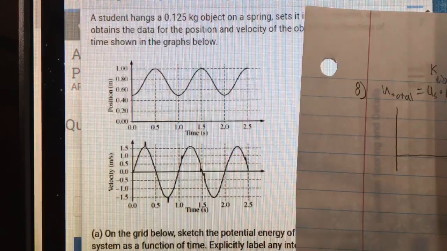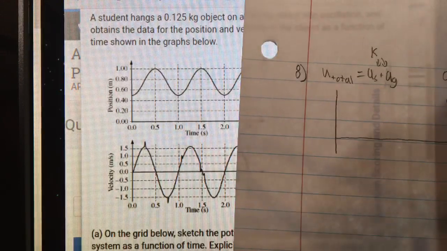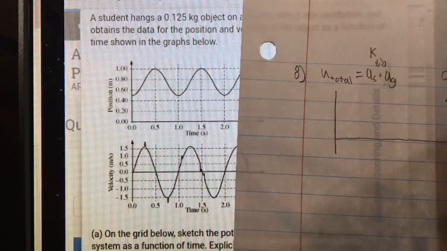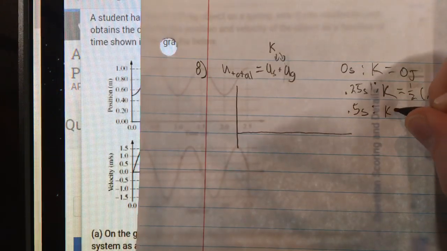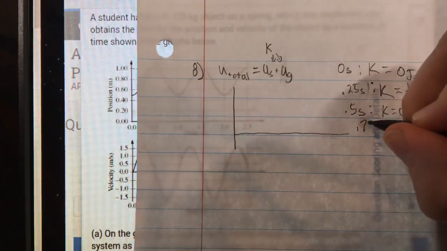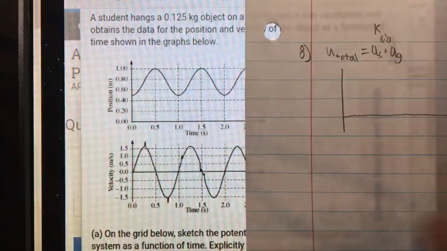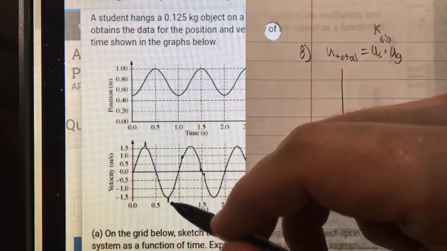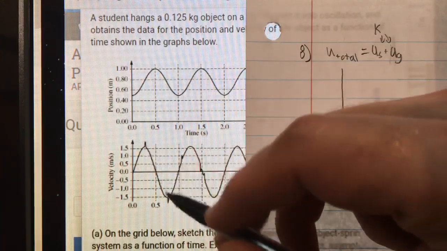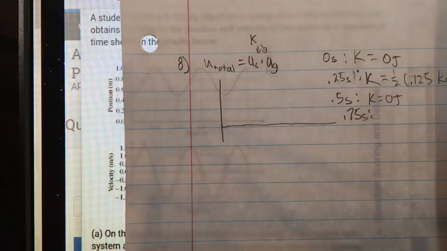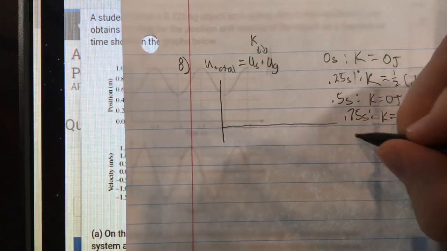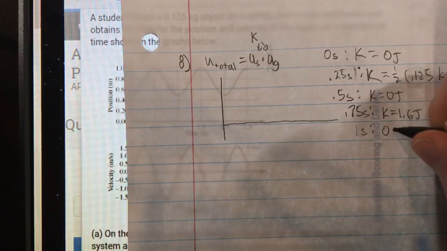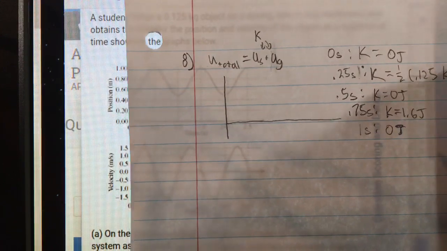All right, so kinetic energy, and then we go back to at 0.5 seconds. We're back to not having any speed there, so we're back to 0 joules of kinetic energy. At 0.75 seconds, we're going about negative 1.6, so we're the same speed as we are here, which means I'm going to have the same kinetic energy there, and then at 1 second, we'll repeat to 0 joules. And we're going to see this pattern just repeat itself continuously.